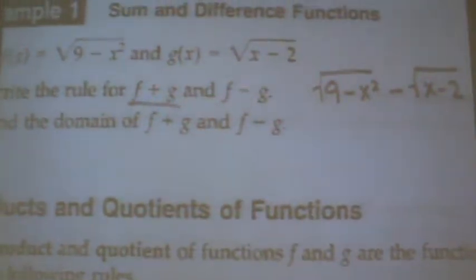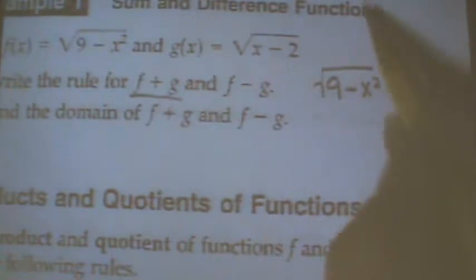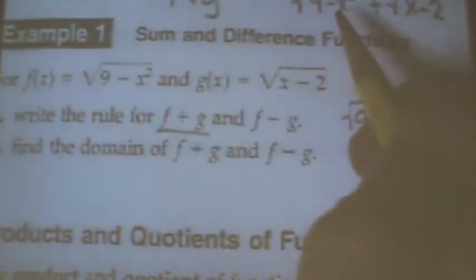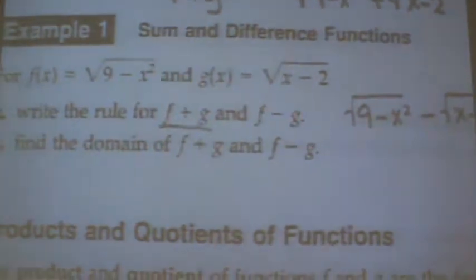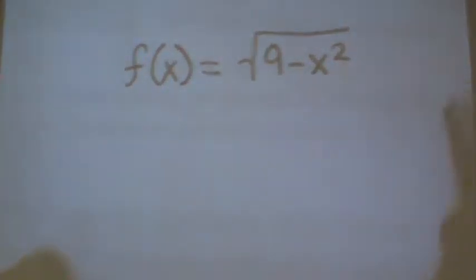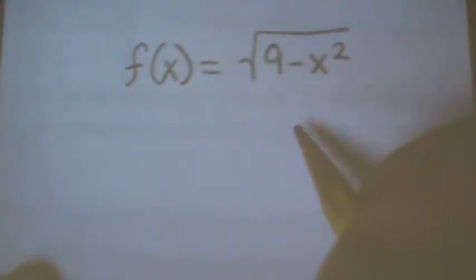Now they're asking you, what is the domain of these two answers? Well, what you have to do is separately look at these. If I gave you the square root of 9 minus x squared, and we were in chapter 3, and you were taking a test on this, and I said, what is the domain of this? What did you learn that you can't have underneath a radical? You can't have a negative.